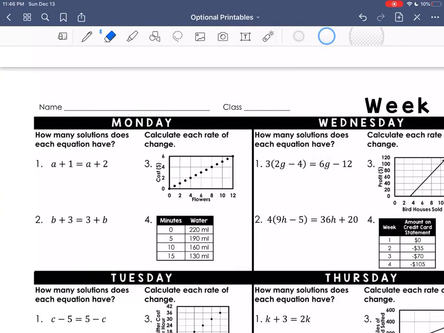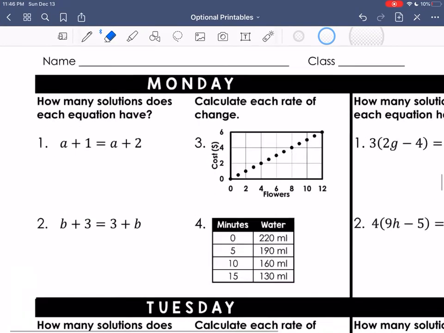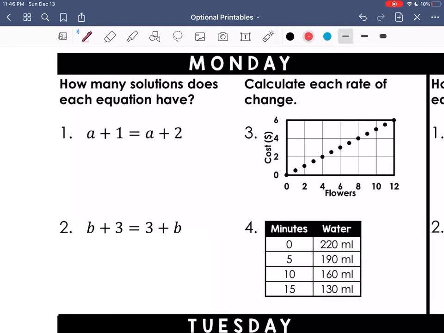All right, this is our Monday bell ringer for week 16. So we are looking at 4 different questions. Numbers 1 and 2 ask us to find how many solutions each of these equations has. Notice it doesn't even ask us to solve, just to figure out how many solutions. And then number 3 and 4 are asking us for the rate of change.